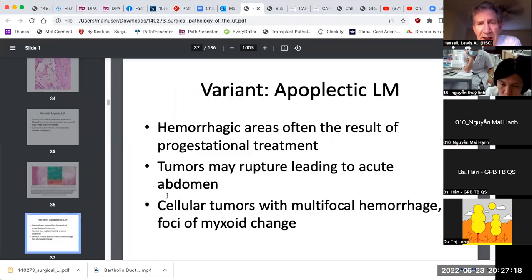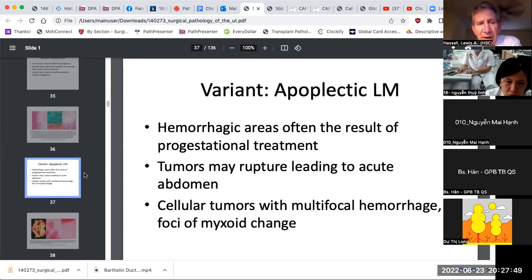Finally, the apoplectic leiomyoma can give you the appearance of necrosis. And so this again may come into the differential with leiomyosarcoma. Sometimes these tumors infarct or become so apoplectic that they actually rupture and have a sort of acute abdomen type of presentation. But more often than not, these may be related to progestational treatments.